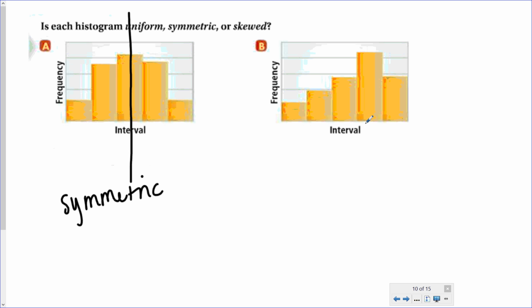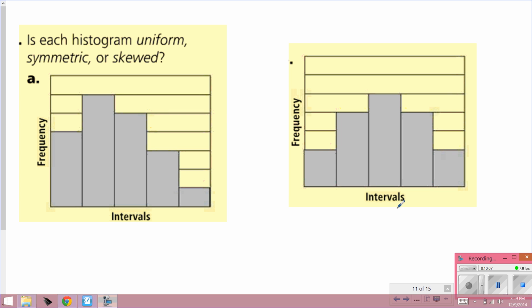So let's look at this one. Is it uniform? Well, no, they're not the same height. Is it symmetric? Well, if I draw a line down the middle, it doesn't look the same, so it's going to be skewed. This is over to the right, so it shows us that it's skewed. Go ahead and answer these two. You should have answered this one is skewed, this one's symmetric.